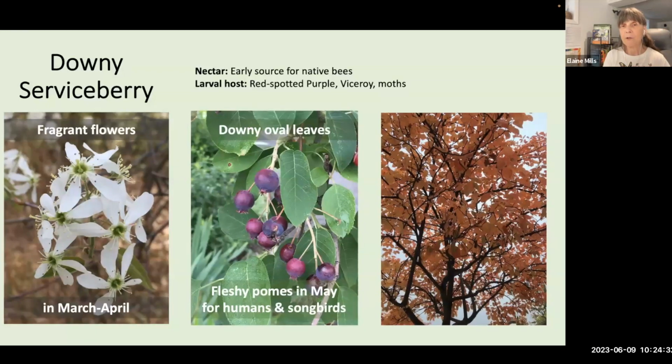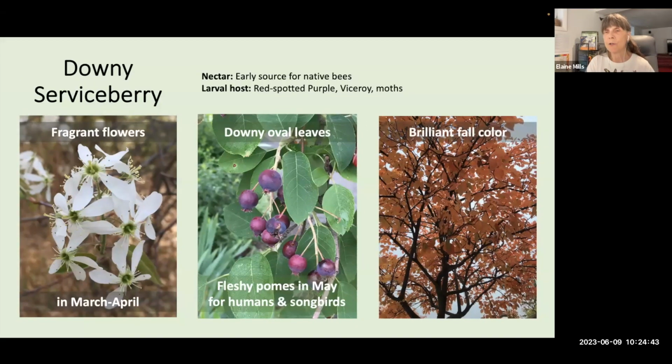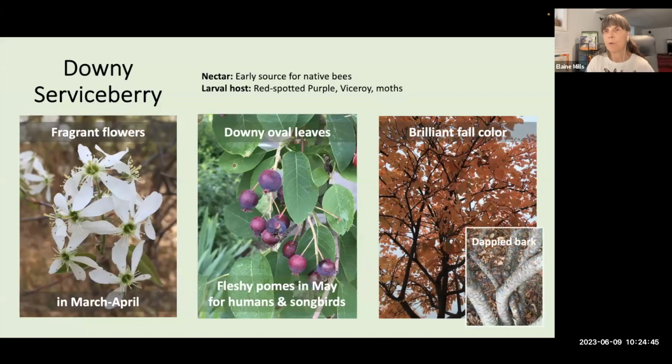They are greatly enjoyed by songbirds, and we can enjoy them as well. They have a taste something like highbush blueberry, a little bit sweeter. The plants are also enjoyable through the seasons for their brilliant fall color and dappled bark.